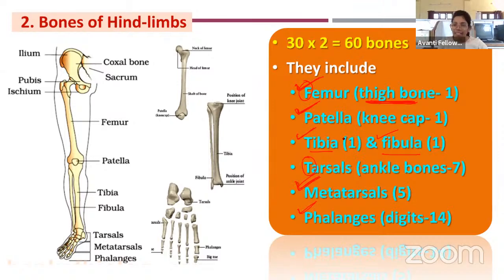Femur, patella, tibia, fibula, tarsal, metatarsal, and phalanges. Total 30 are there. Count if you want. Okay, 30 plus 30, total 60 bones in the hind leg. Total how many bones? 60 bones are present in the hind leg.